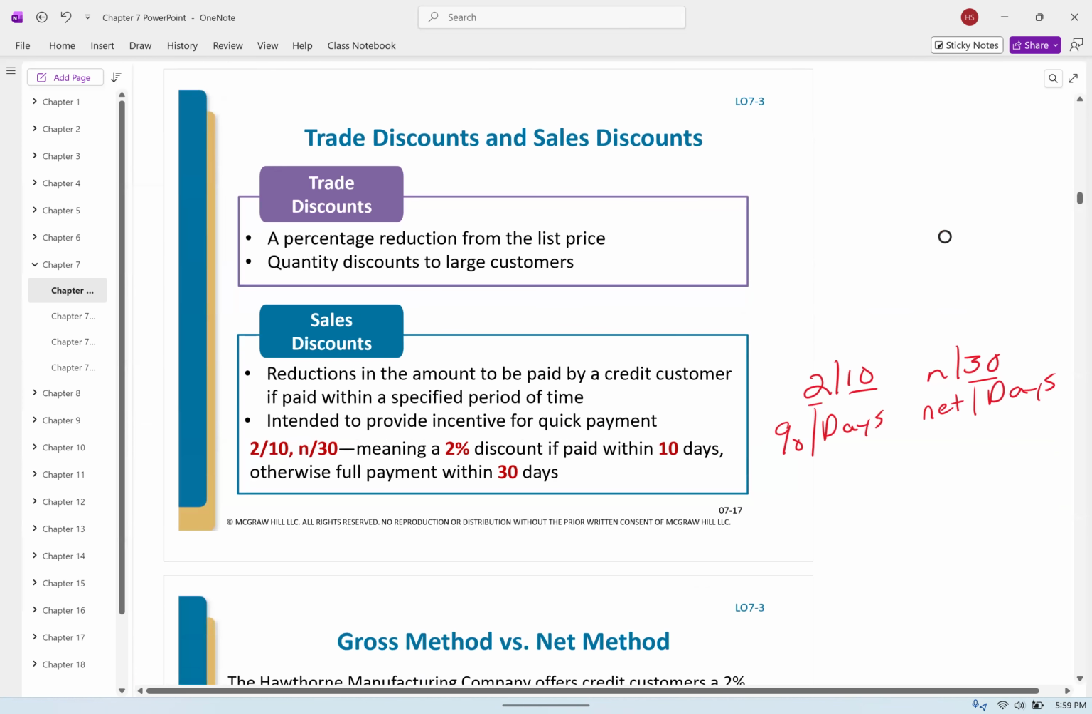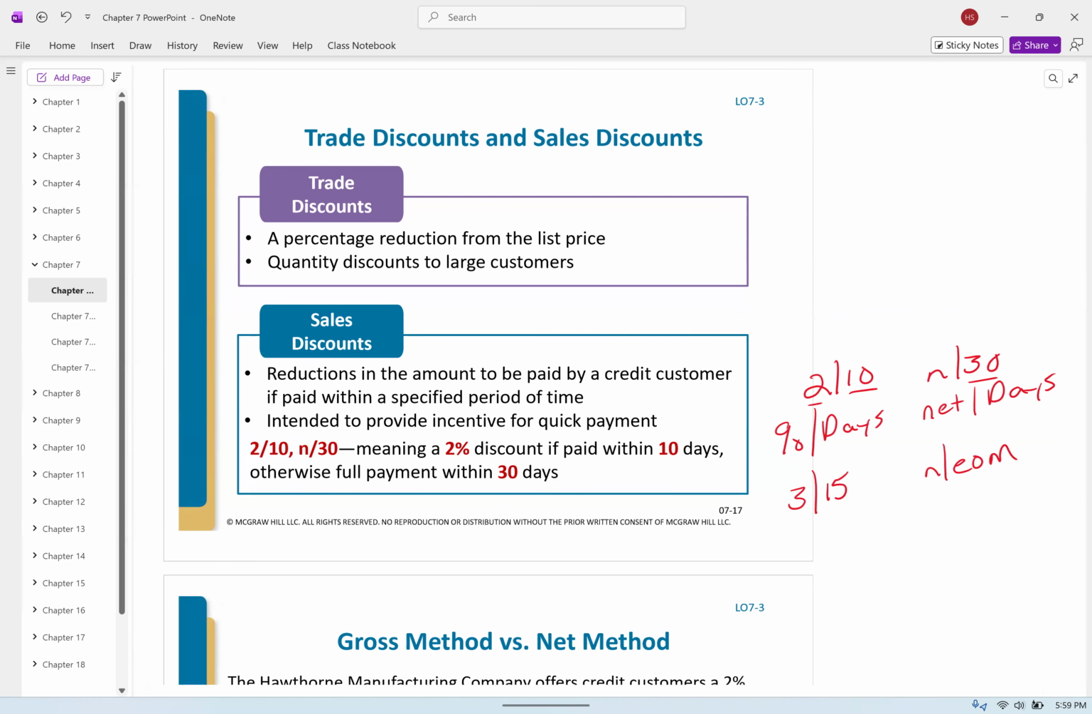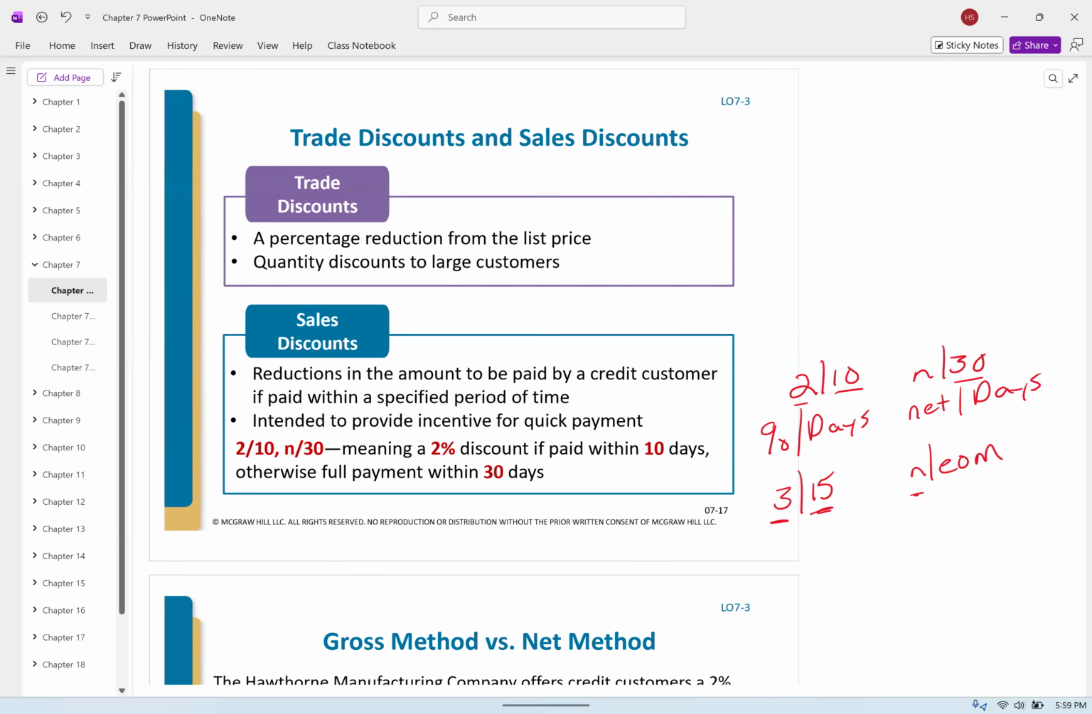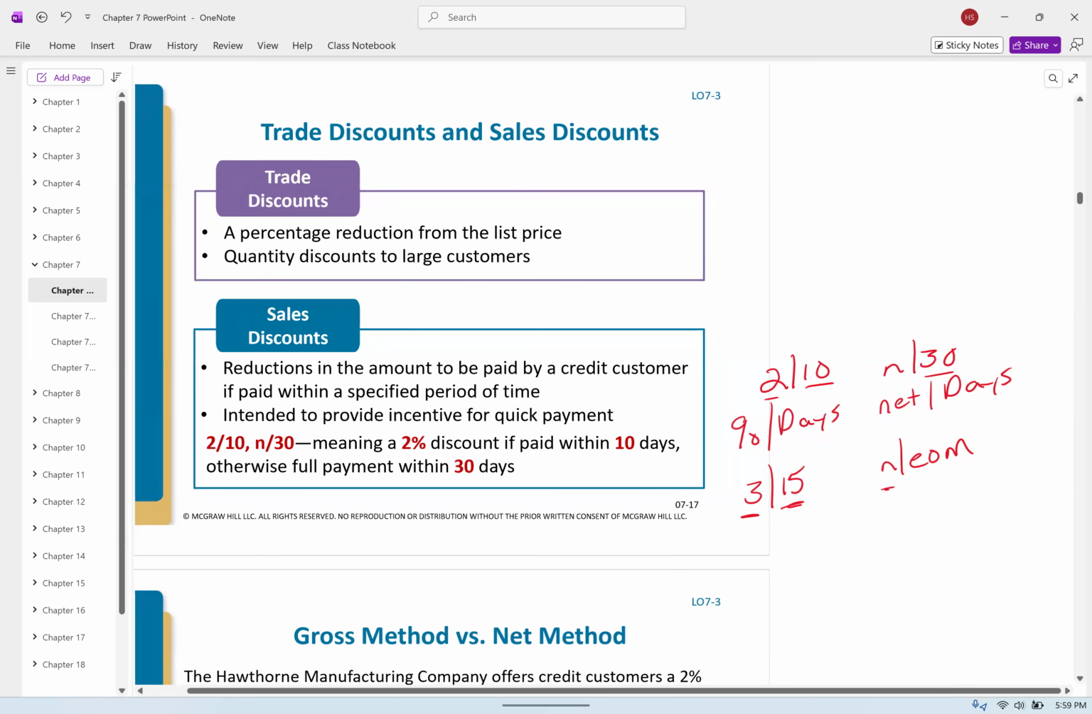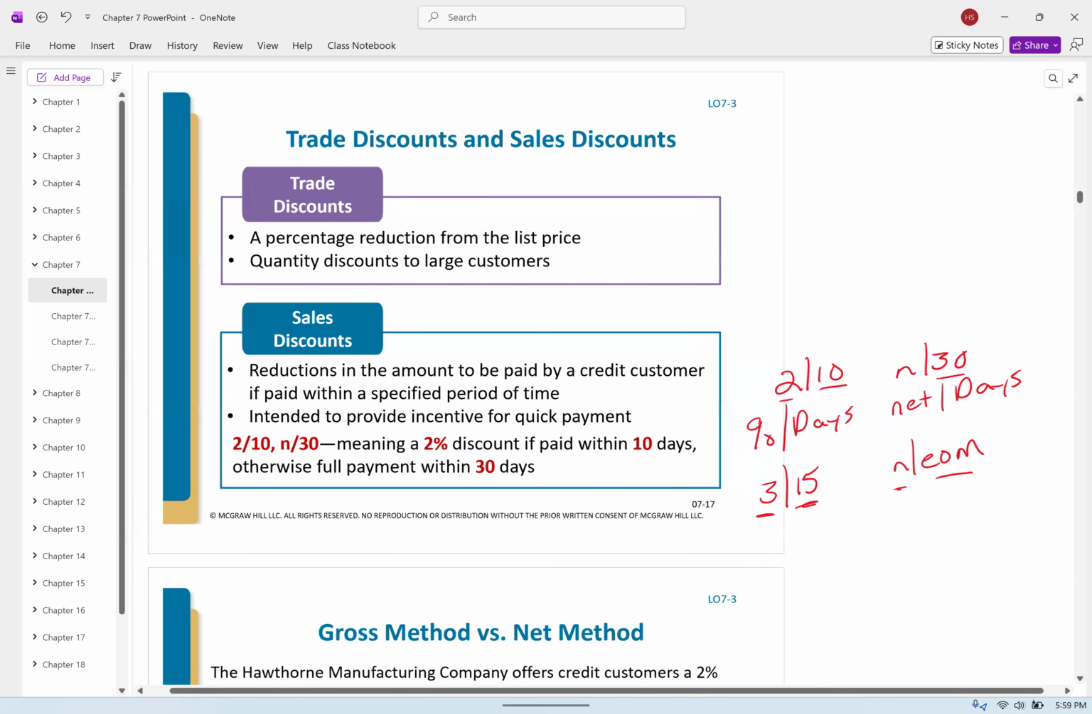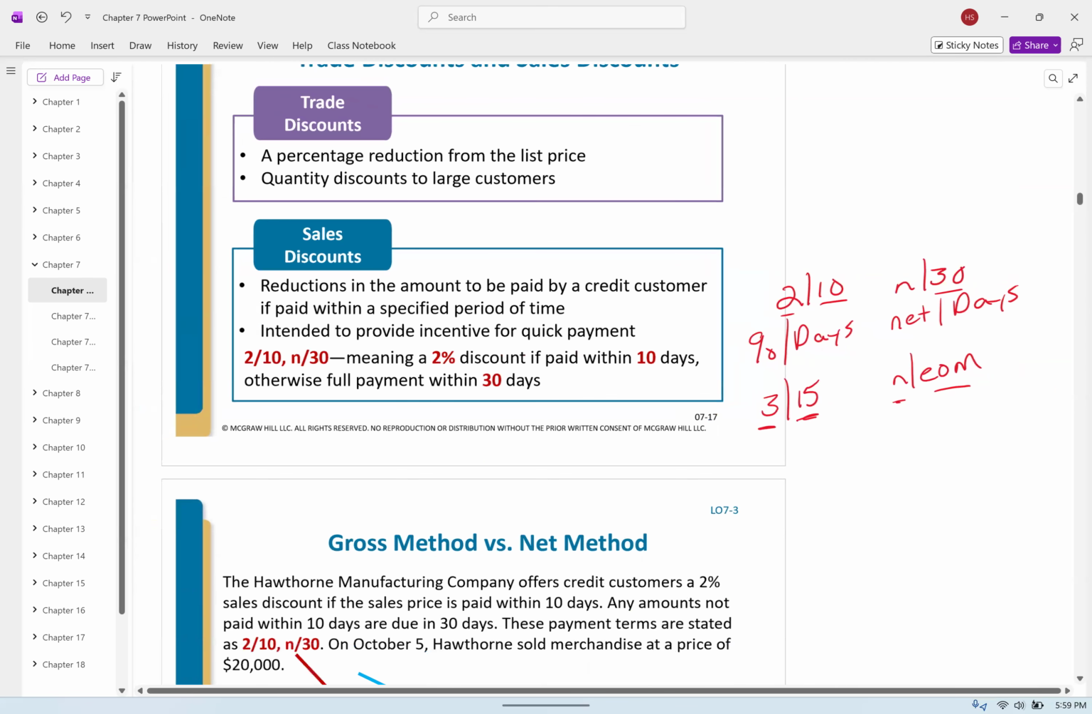Okay. So just a quick one, let's do another one. 3/15, n/EOM. So this would mean 3% discount if it's paid within 15 days. If it's not paid in 15 days, the net is due at end of month. That's what EOM stands for, end of month. Okay. Just to give you a couple of variations, but they're always read the exact same way.